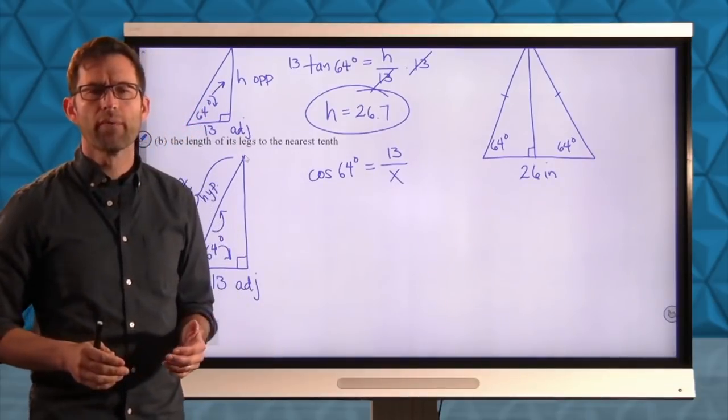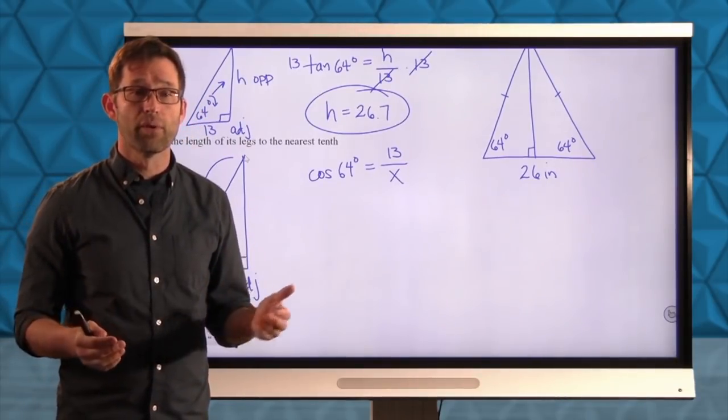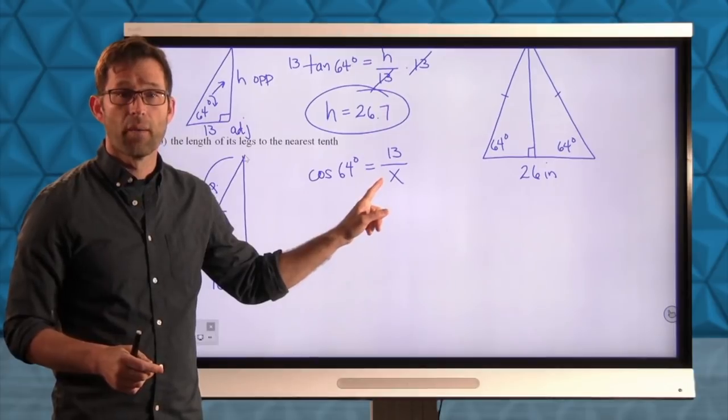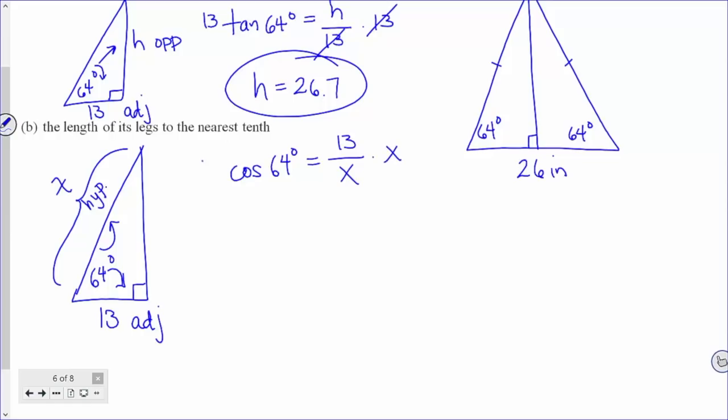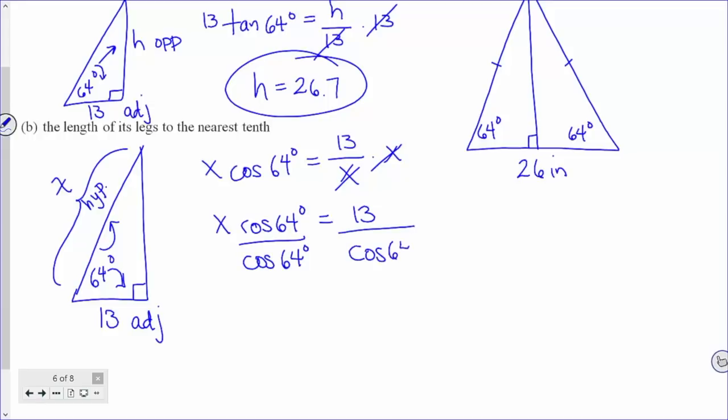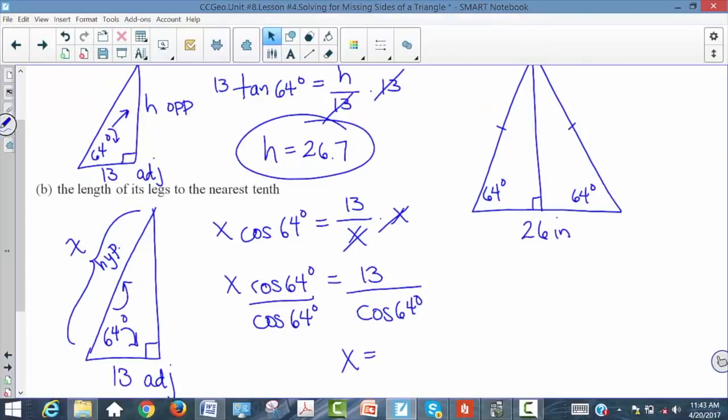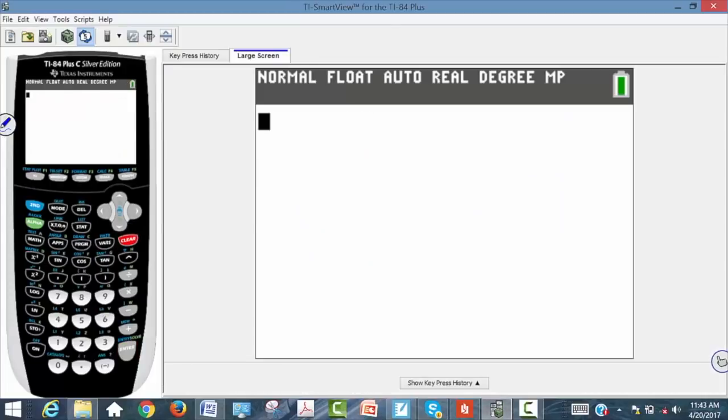Now again, this is going to be slightly longer than before because what we're trying to solve for is in the denominator as opposed to being in the numerator. But I can just multiply both sides by x, right? That'll give me x times the cosine of 64 degrees is equal to 13. And now to get x all by itself, I can divide both sides by the cosine of 64 degrees. And x should be 13 divided by the cosine of 64.